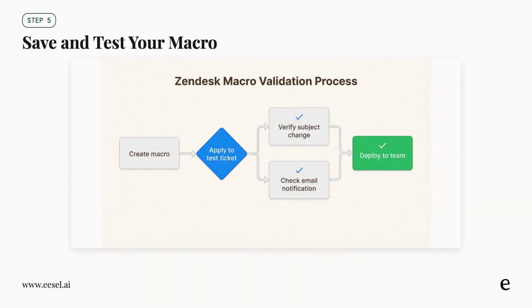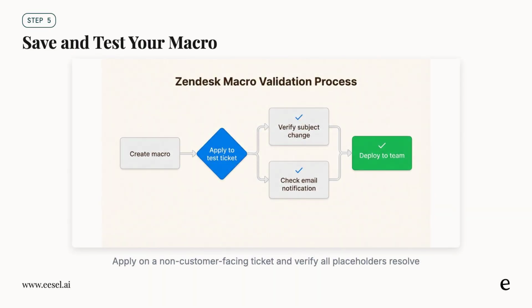After saving your macro, test it on a ticket that is not customer-facing. Verify the subject updates to exactly what you expect. All placeholders show real data and not the raw placeholder text, and email notifications sent after applying the macro reflect the new subject line.